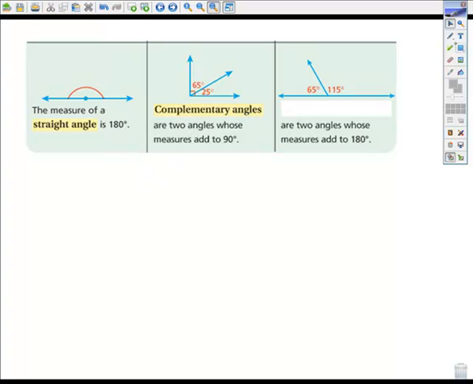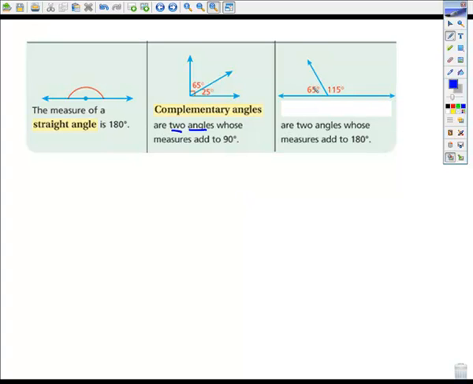Complementary angles, the key here is it's two angles whose measures add to 90. You could have 3, 4, 5 angles that when you add them all up they equal 90, but we don't call them complementary. Complementary are two angles whose measures equal or add up to 90 degrees. They don't have to be side by side. I could have a 60-degree angle over here and a 30-degree angle over here, and together they add to 90 degrees.